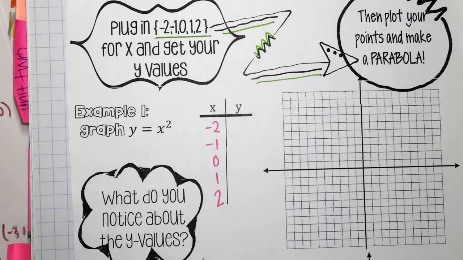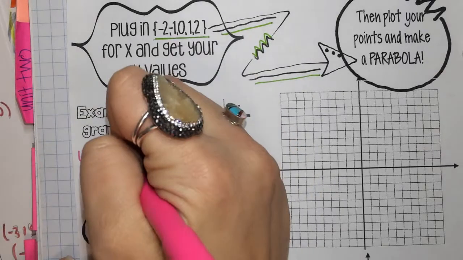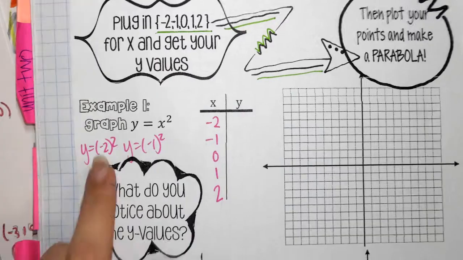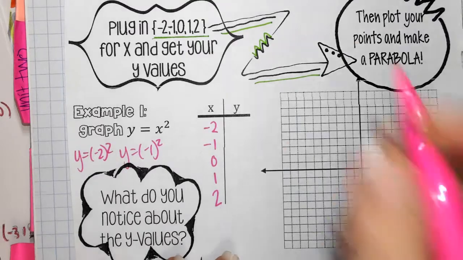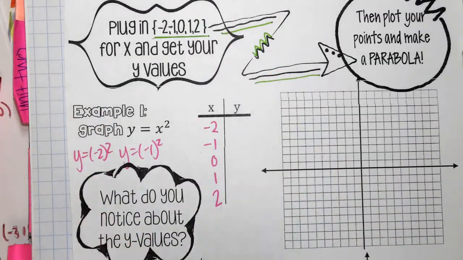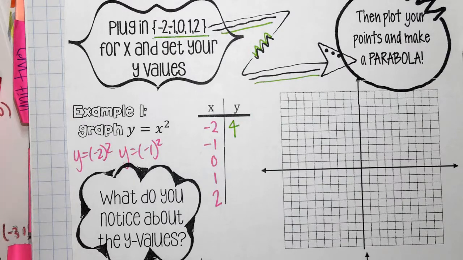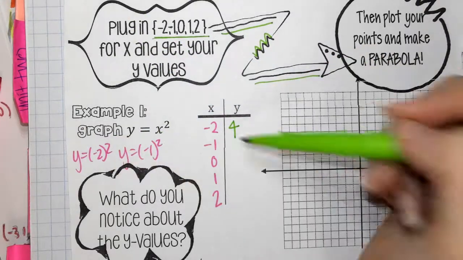Alright, so you can write it out each time. Like you could write y equals -2 squared, and then y equals -1 squared. But we've been doing this long enough that I feel like we could just plug it in. What is -2 times -2? Positive 4. Look at you go. Alright, now the reason is, it's because it's -2 squared, you get 4.